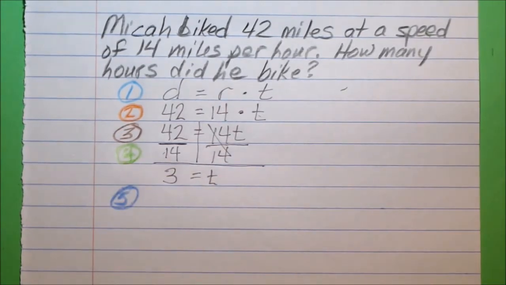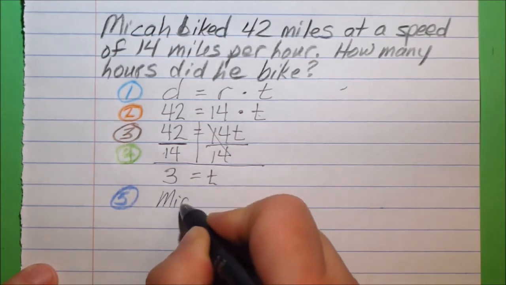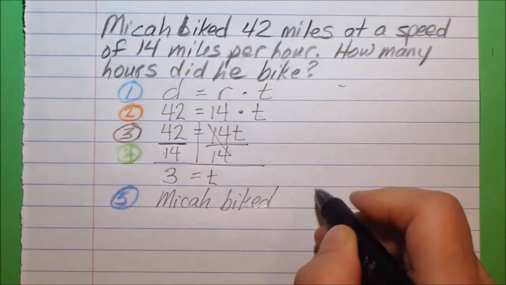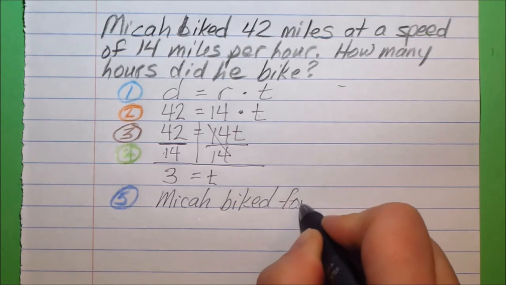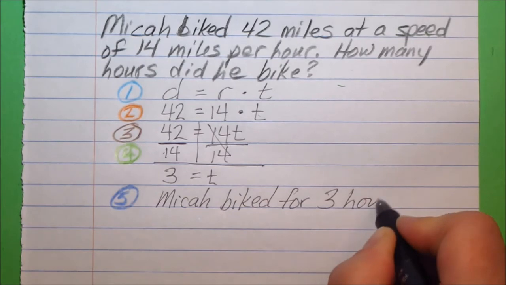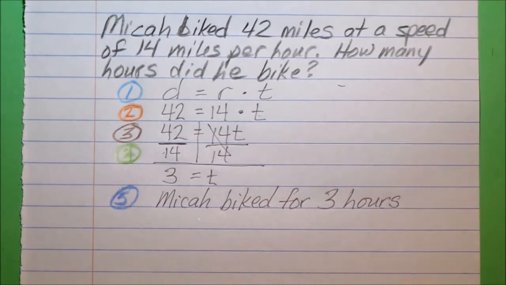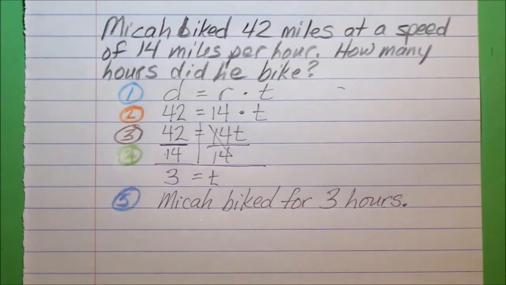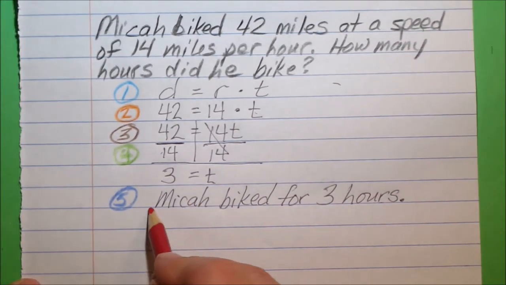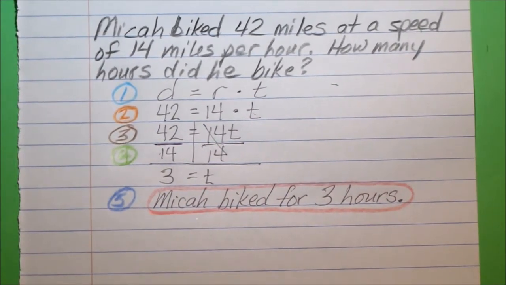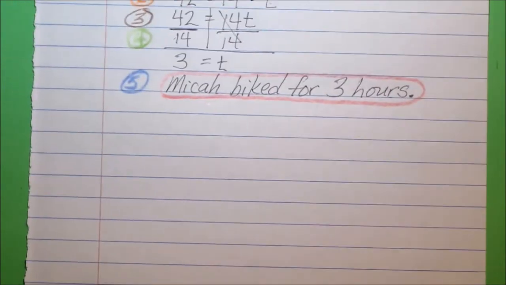sentence. So our answer sentence, what was it asking us? How many hours did he bike? Micah biked for 3, t equals 3 hours. He went 42 miles in 3 hours? That's a long bike ride. Wow. All right. Micah biked for 3 hours. That's our answer, so I will circle that in red. Okay? All right. One last example.